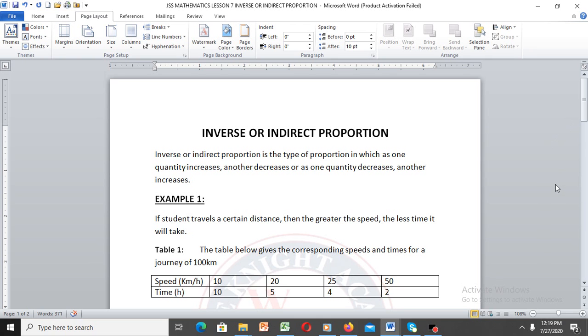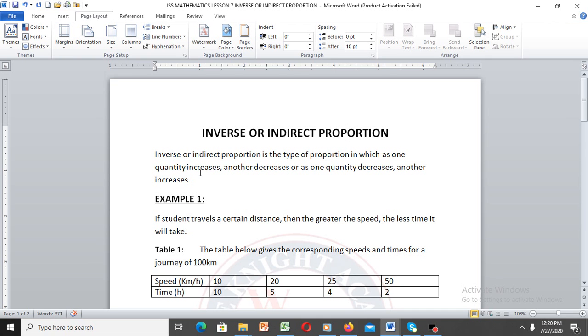Our topic today is inverse or indirect proportion. Inverse or indirect proportion is the type of proportion in which as one quantity increases, another decreases, or as one quantity decreases, another increases.